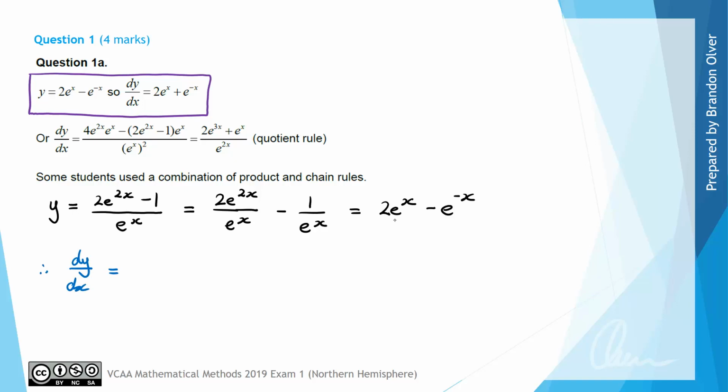terms separately. So 2e to the power of x will still be 2e to the power of x when differentiated, and negative e to the negative x, we'd take the negative 1 down, which is the coefficient of x, and multiply it by the negative 1 that's already multiplying this term, so you'd get plus e to the power of negative x, and that would be an alternative correct way of answering this question.